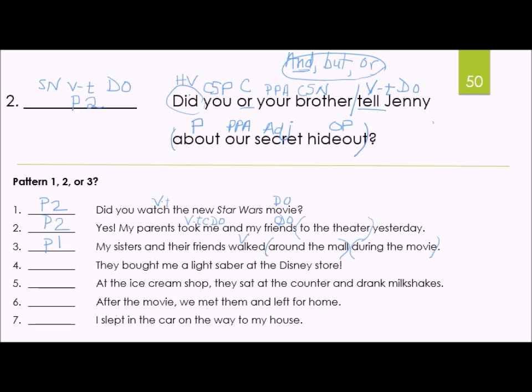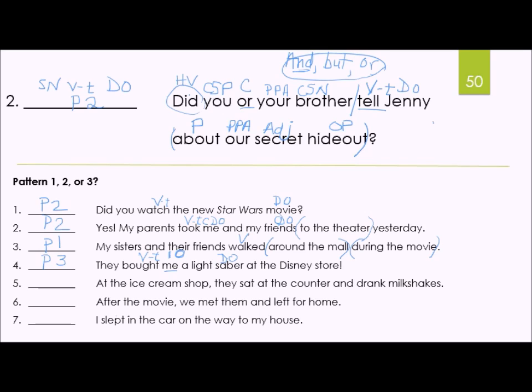They bought me a lightsaber at the Disney store. All right, what's the action in the sentence? Bought. Bought what? For whom? Well, they didn't buy me, right, at the Disney store, so that can't be a direct object. They bought something. What was it? It was a lightsaber, direct object. But they bought the lightsaber for me, right? They gave it to me. So me is the indirect object because me is the one receiving the lightsaber. So this is a pattern 3 sentence because we have verb transitive, indirect object, direct object.